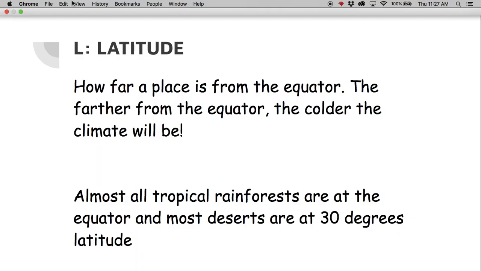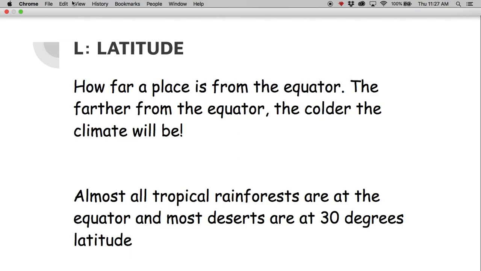All right, so our first letter is latitude. Write latitude on the outside under the L. Open up the box. Latitude is how far you are from the equator. The farther you are, the colder it is. We learned that in the first week of school.